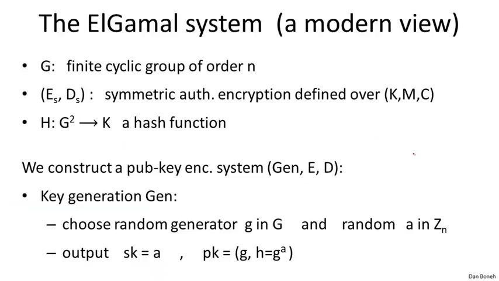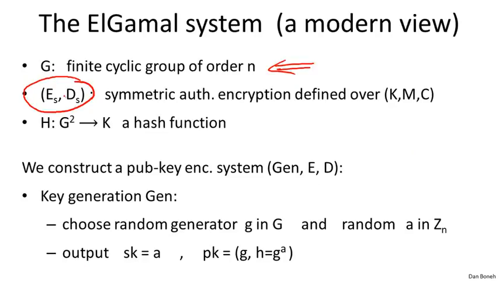So let's see the ElGamal system actually in more detail. Now let's view it as an actual public key encryption system, namely algorithm Gen, algorithm E, and algorithm D. As usual, we're going to fix our finite cyclic group of order n. Another ingredient that we're going to need is a symmetric encryption system. I'm going to refer to it as E sub s and D sub s.